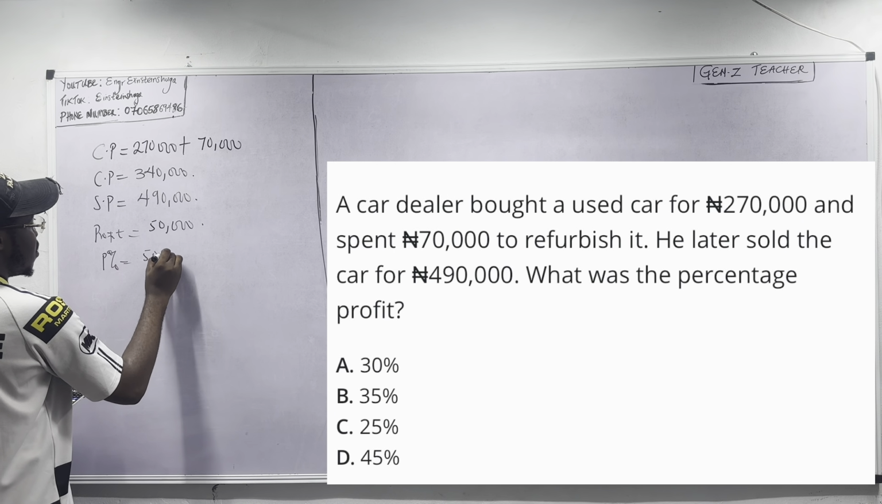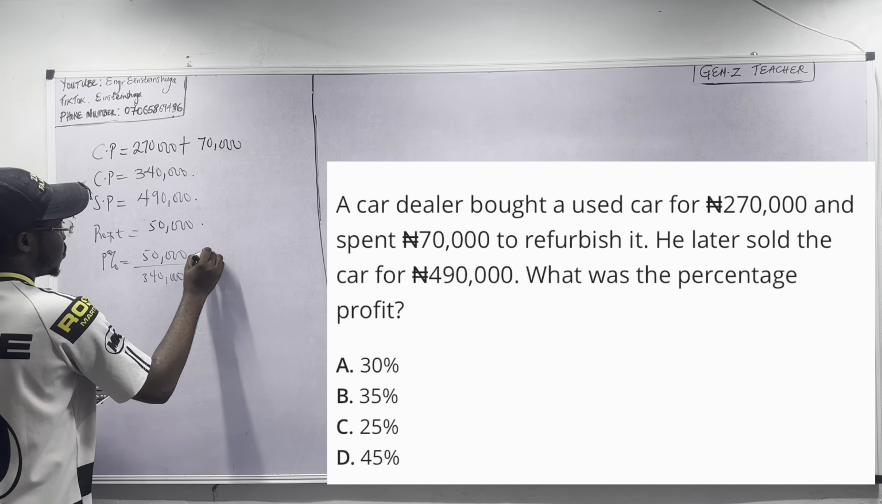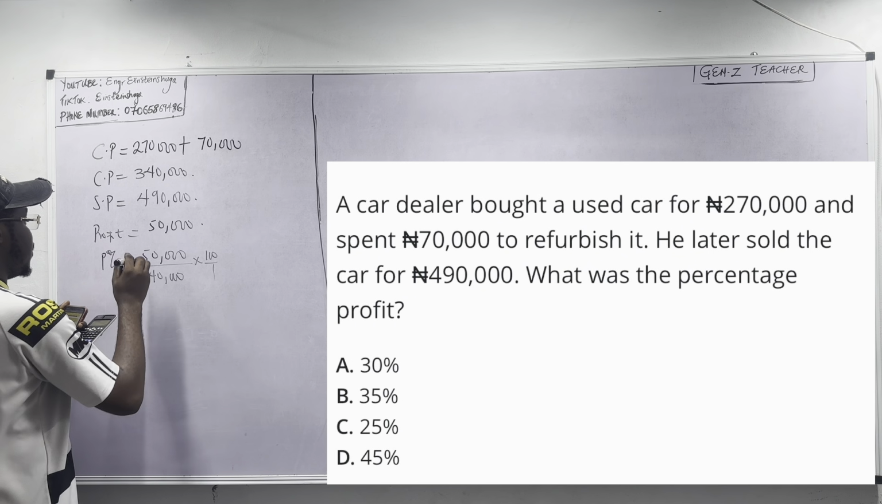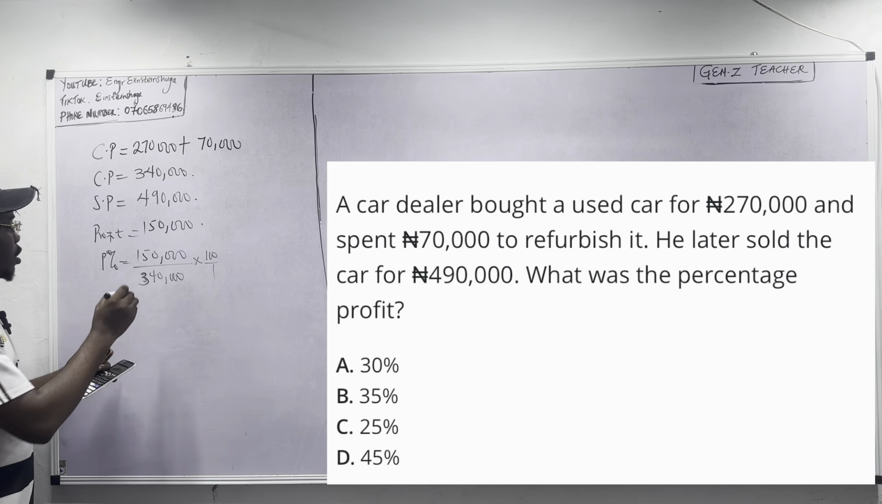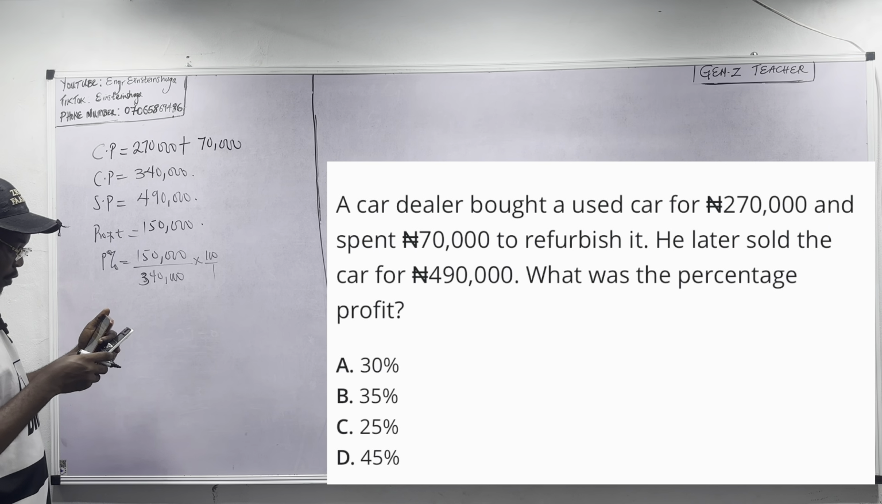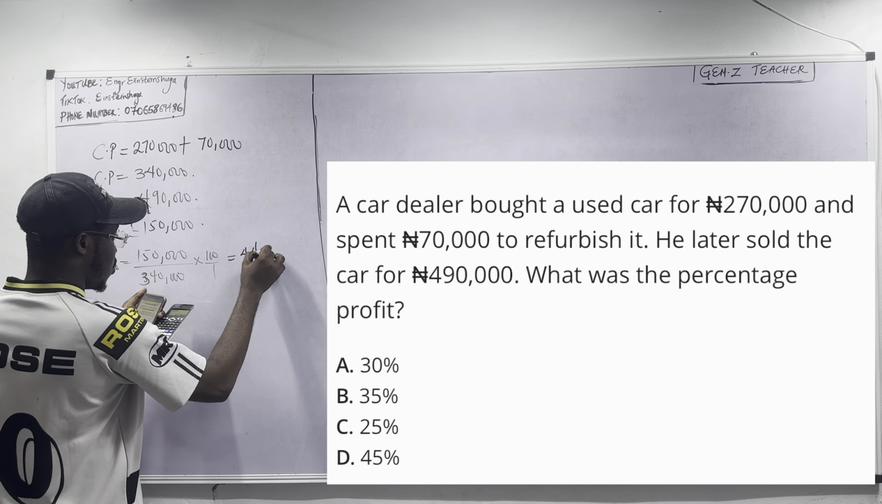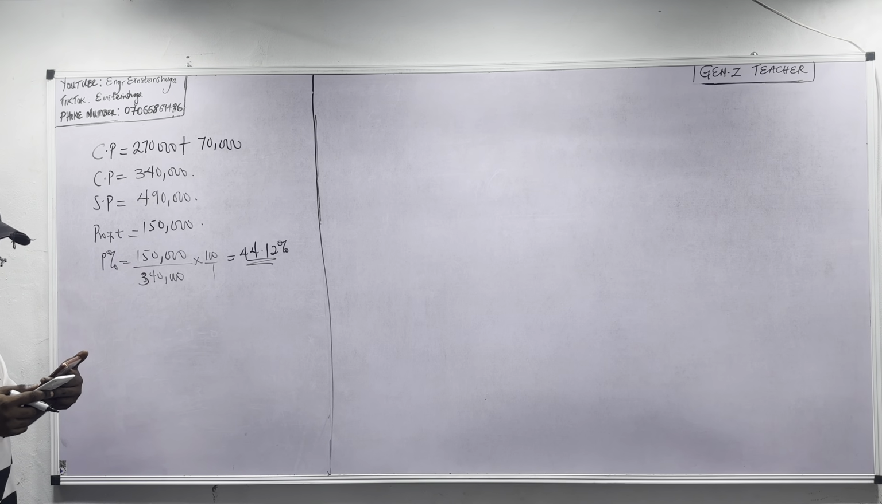So we have 150,000 naira divided by 340,000 naira times 100 over 1. So you're going to divide that by 340. So 150,000 naira divided by 340,000 naira times 100. So the percentage profit is going to be 44.12%, okay? That should be the answer.